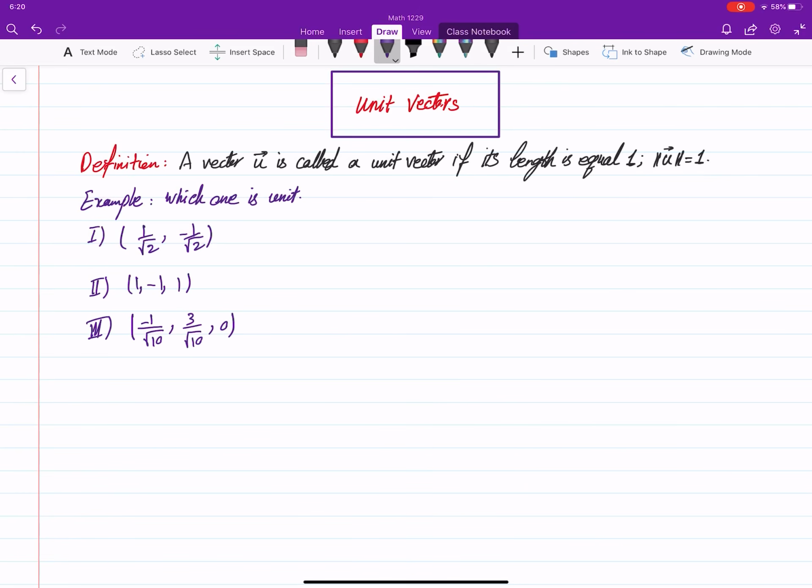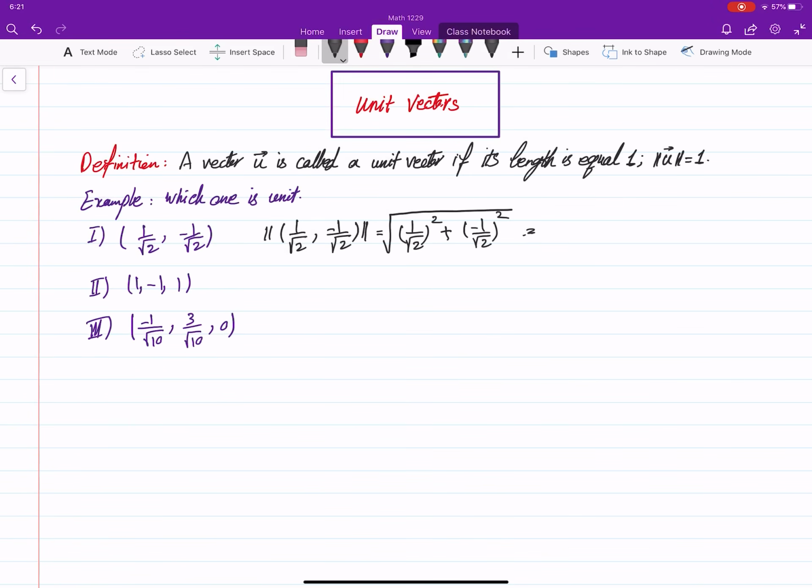Okay, so a vector is given. We want to check if it is unit or not. That means we need to find its length. And the length of a vector means that you square each component, add them, and then find the square root.